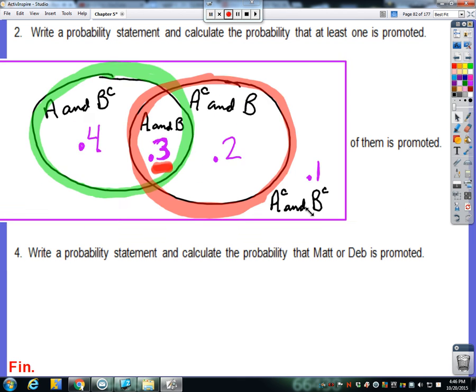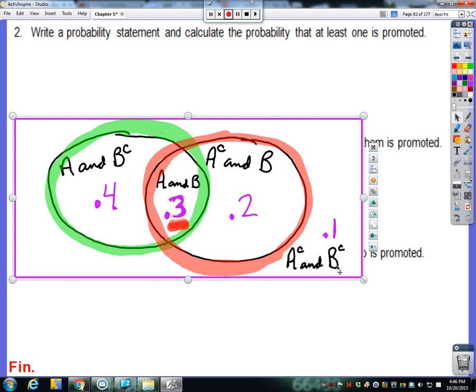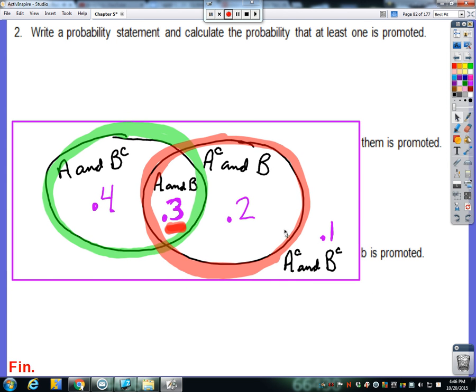All right, let's take that guy, let's shrink it up, and now let's look at problem number 2. It says, write a probability statement and calculate the probability that at least one is promoted. Well, if at least one is promoted, that means Deb got promoted. We could say Deb only, or Matt only got promoted, or both are promoted. Okay, because at least one means one or more. So these would be those three situations.